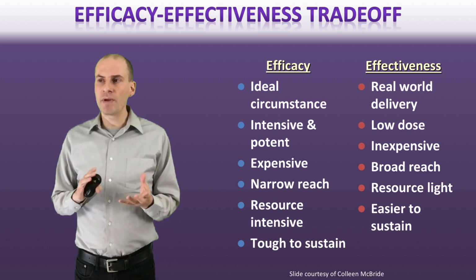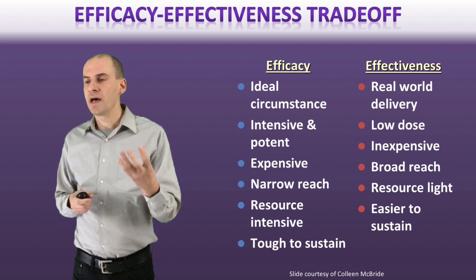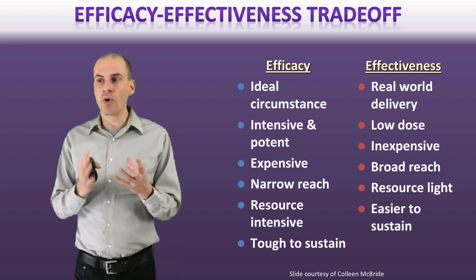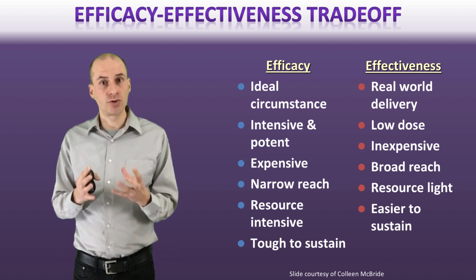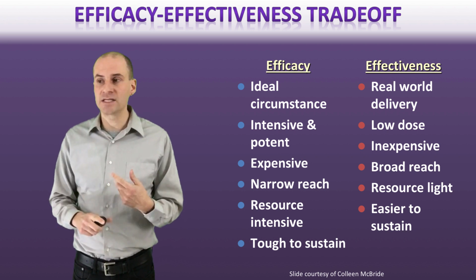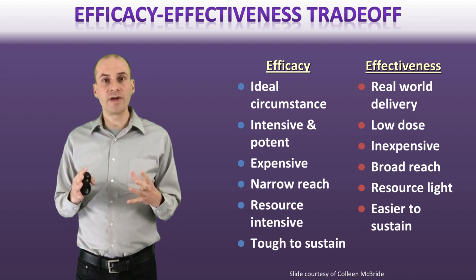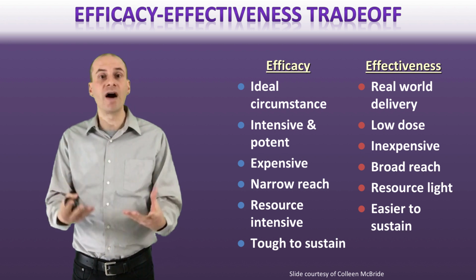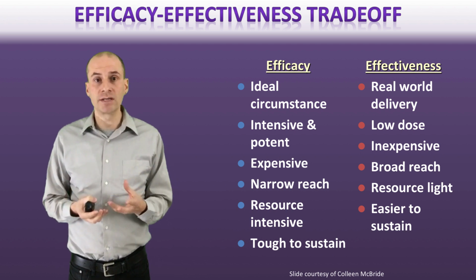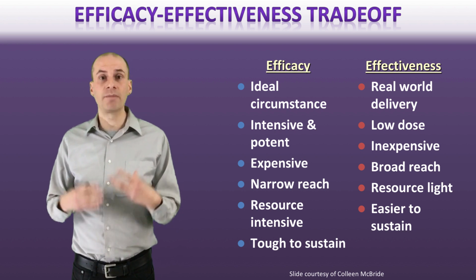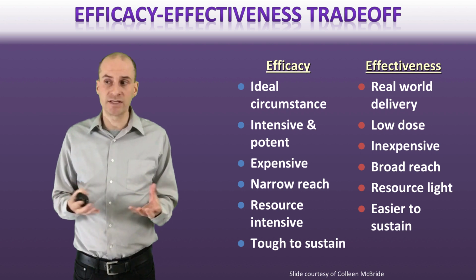So again, when we break down efficacy versus effectiveness, you're talking ideal circumstances. You have higher efficacy when you're really intensive and it's a very potent sort of intervention. They tend to be expensive, costly because they are so intensive. They tend to have narrow reach because you don't have enough resources to provide this to a whole lot of different people. And it might not just be money that it costs, it might also require a lot of resources, for example, a lot of time by clinicians or other people who are doing this intervention. And because of that, it can be tough to sustain over time.